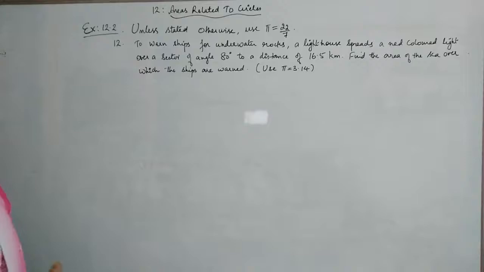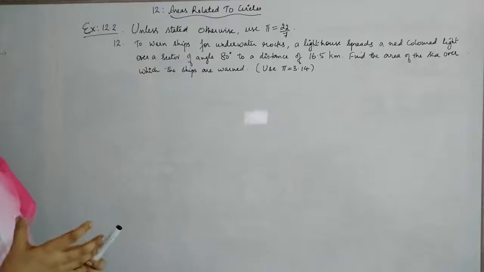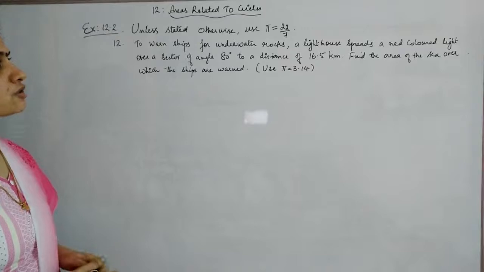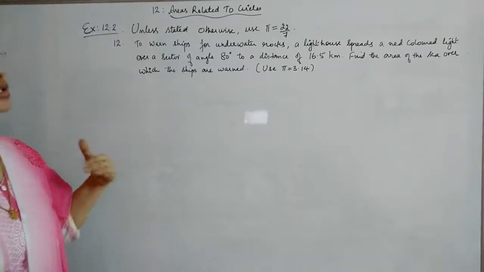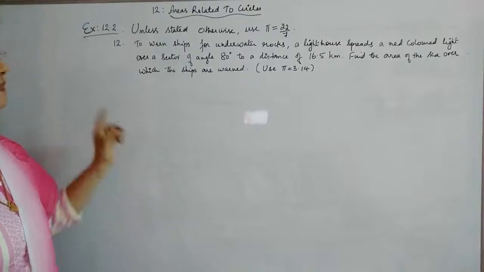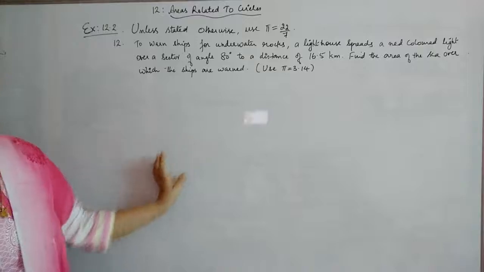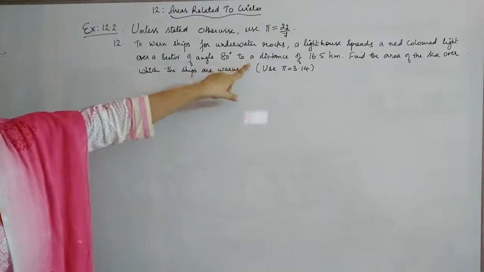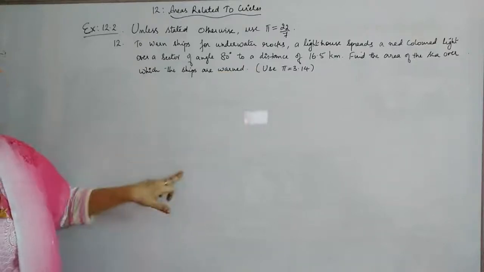So when they say that the lighthouse is spreading red colored light to warn the ships for underwater rocks, that means there can be rocks inside the sea which the ships cannot detect. So in order to warn them, a lighthouse has been kept, and that lighthouse is spreading red light over a sector. That is, the central angle for that sector is given to be 80 degree, and the distance of 16.5 kilometer will act as the radius for the sector.